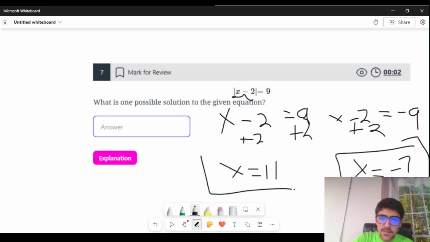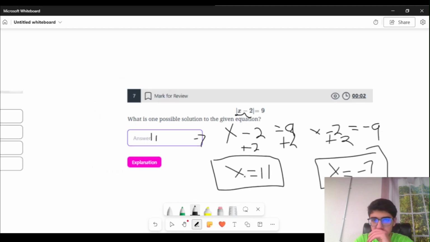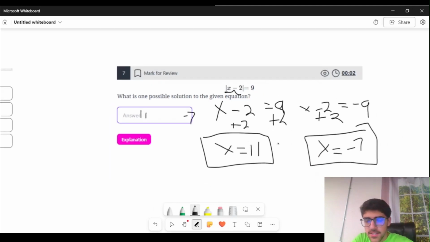The question only asks you for one possible solution. It doesn't state any constraints. So you could put either 11 or negative 7. Both of them would be counted as correct. So that is it for the two easy questions.